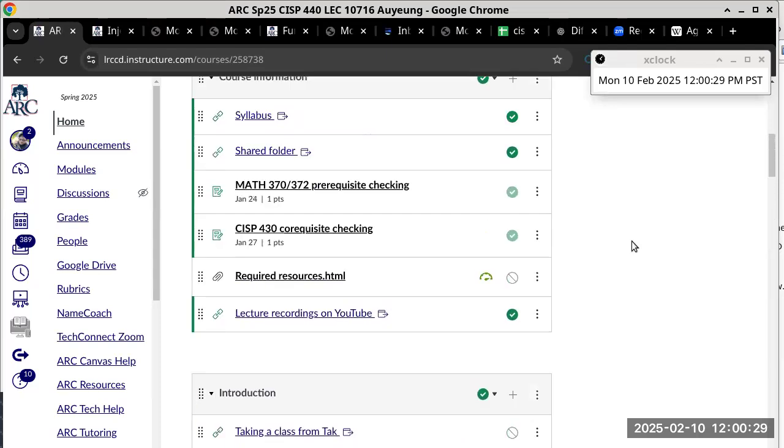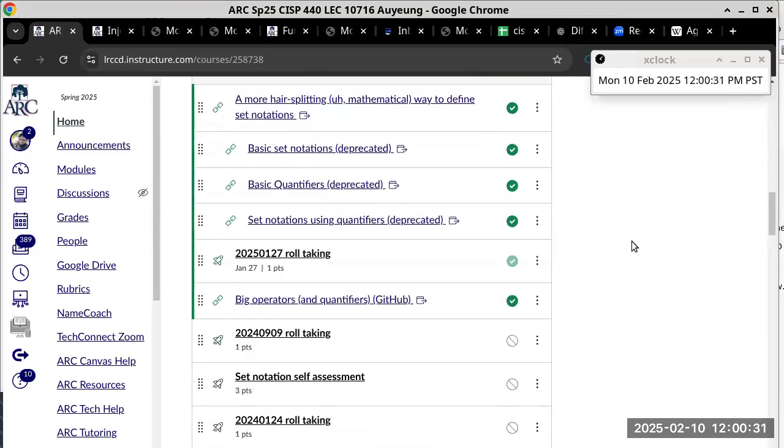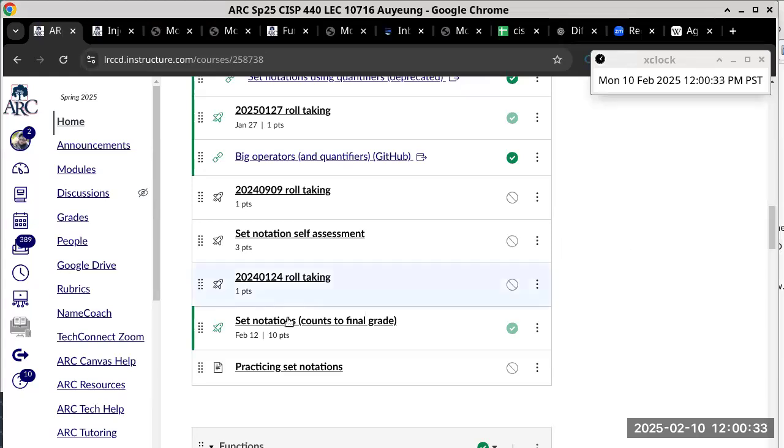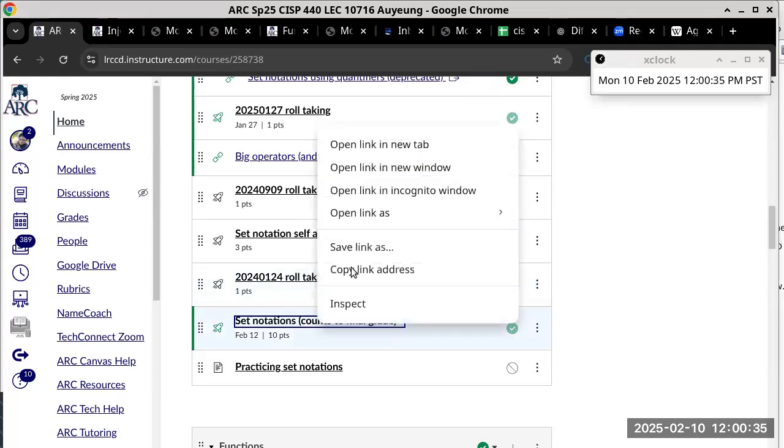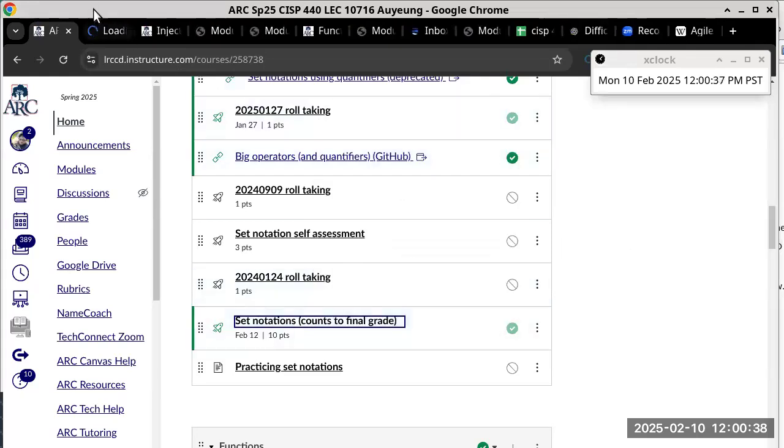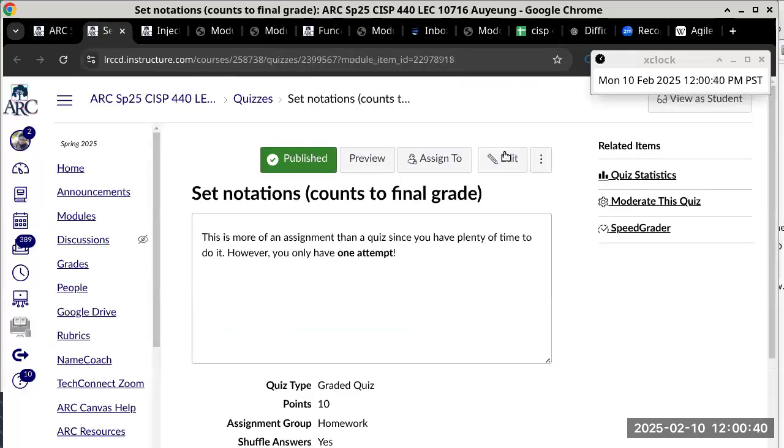Yep. So the whole point of the homework is to get you to think about it. Okay. So this is the homework assignment. First of all, when is it due? Yes. Okay. Very good.